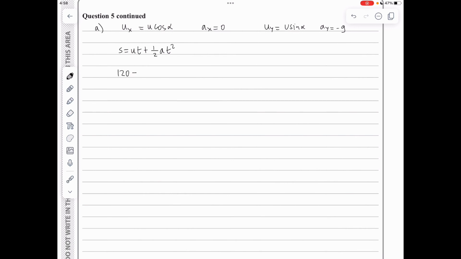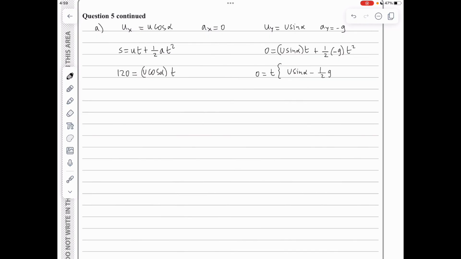So 120 is u cos alpha t, and the half a t squared term is 0 because the acceleration is 0. Now vertically the displacement is 0 because the ball hits the ground after 120 meters, so vertically the displacement is simply 0. So we've got 0 is u sine alpha t plus a half times minus g t squared.